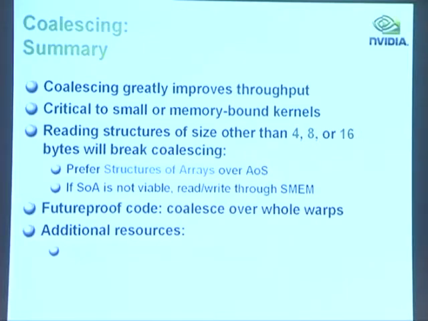And I mentioned, I just talked about half warps, but in the future, there won't be half warps. It'll just be coalescing over the whole warp. So in general, if you just make your addressing so it coalesces over a whole warp, that'll work now and in the future. And then I mentioned there's an aligned types CUDA SDK sample where you can see examples of custom structures using the align keyword.